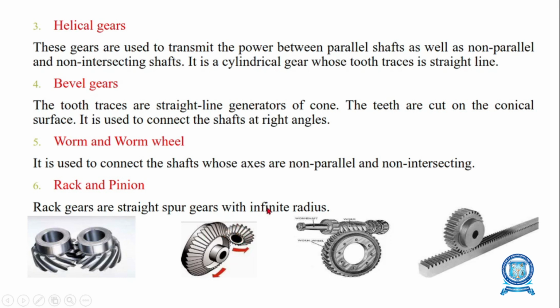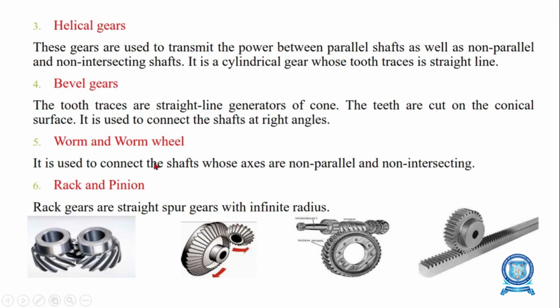Bevel gears are formed by cutting teeth along the elements of a frustum of a cone. So the bevel gears are truncated cones, one of which rolls over the other. These bevel gears are commonly used in differentials in the automotive area.